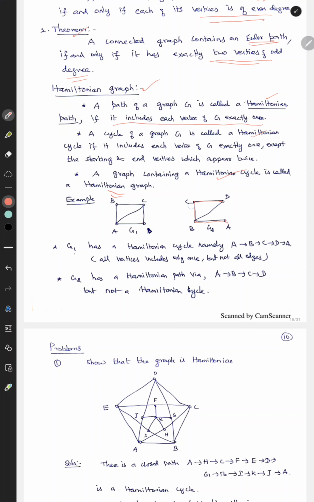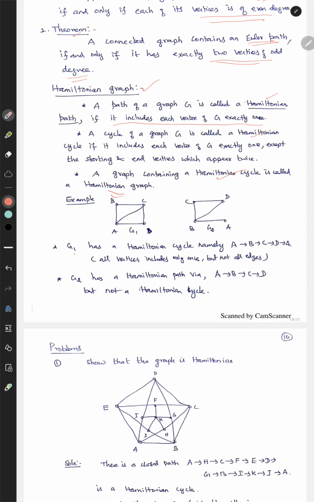So you can go A, B, C, D, B, A. This is a cycle, right? It starts and ends at A, but B is going to be repeated in this case. So there is no such cycle that you can find. Any cycle containing A will be visiting B 2 times, right? We have to go to A and come back from it, so we have to visit B 2 times. Therefore any cycle containing A will be repeating B.